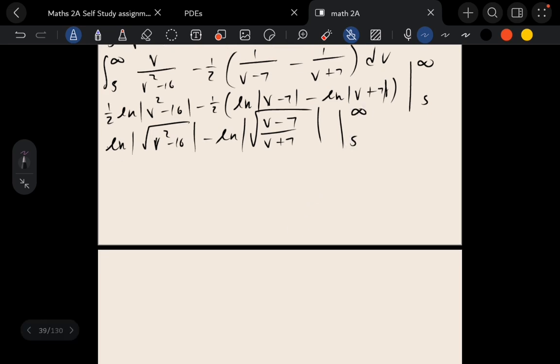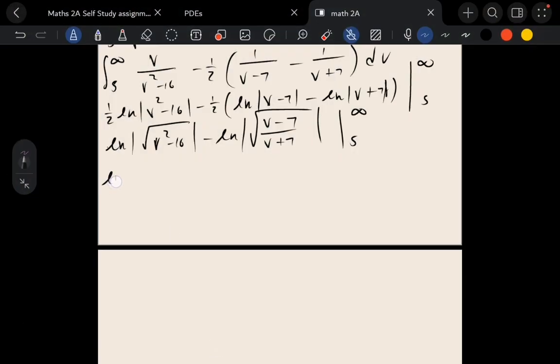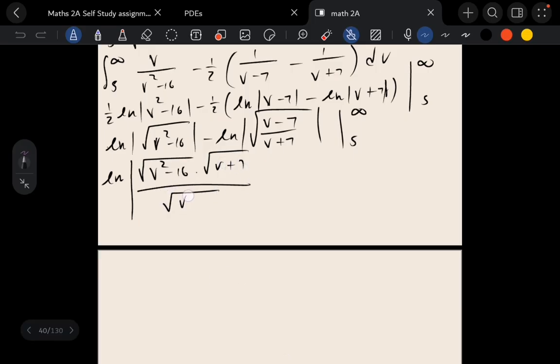What you can clearly see here is that you can rewrite these limits as a single sum. So now I can have the limit of ln over... I'm just going to use my algebraic knowledge. So it's going to be v squared minus 16 times the square root of v plus 7 divided by the square root of v minus 7, between s and infinity.